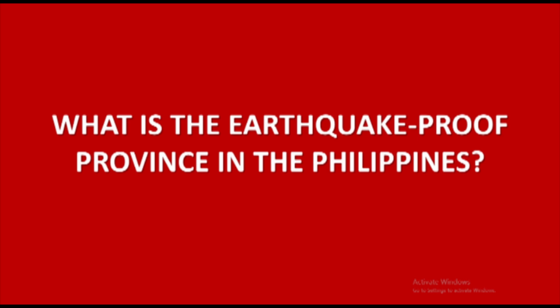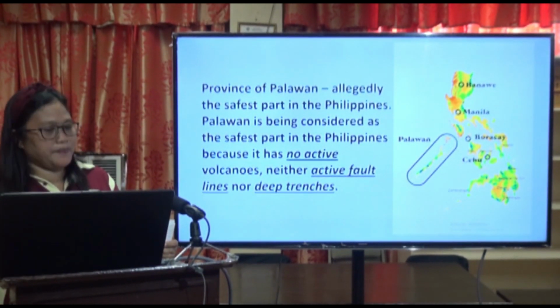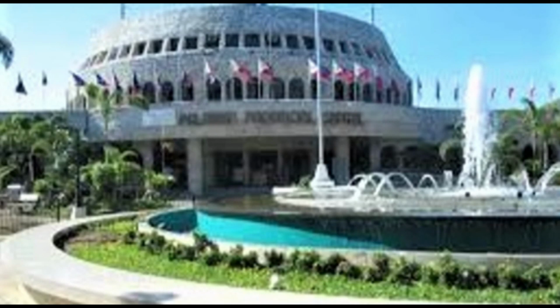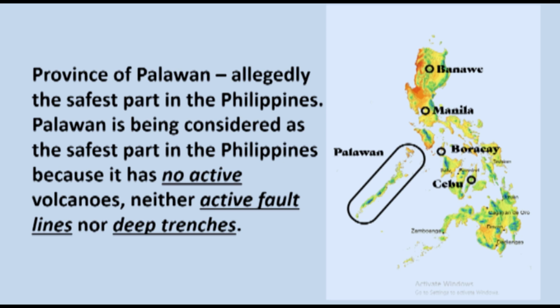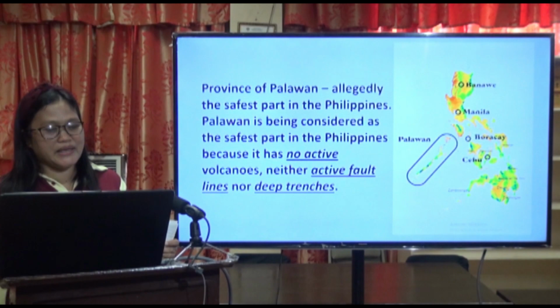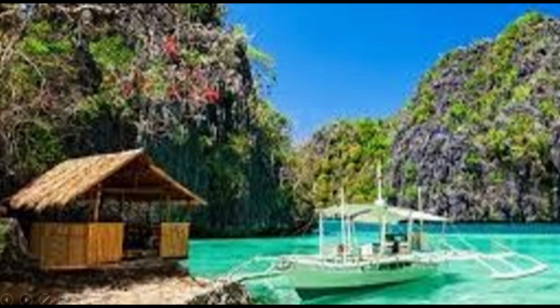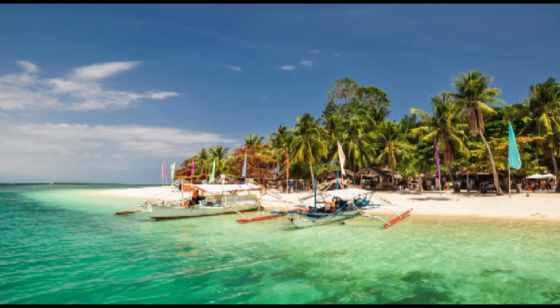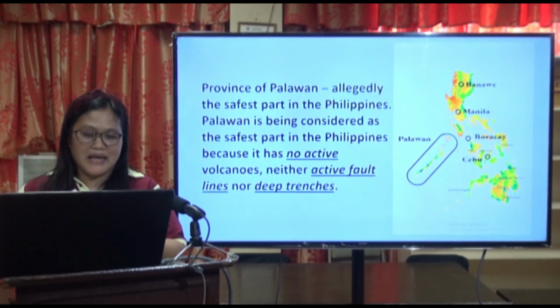So what is the earthquake-proof province in the Philippines? So the province of Palawan. So allegedly the safest part in the Philippines. Palawan is being considered as the safest part in the Philippines because it has no active volcanoes, neither active fault lines nor deep trenches. So malayo, wala silang active volcano, wala rin silang active fault. Okay, so kung gusto ninyong pumunta ng Palawan, pwede kayong pumunta doon dahil safe doon. Pero syempre, iba rin kung nandito tayo sa ating sariling lugar.